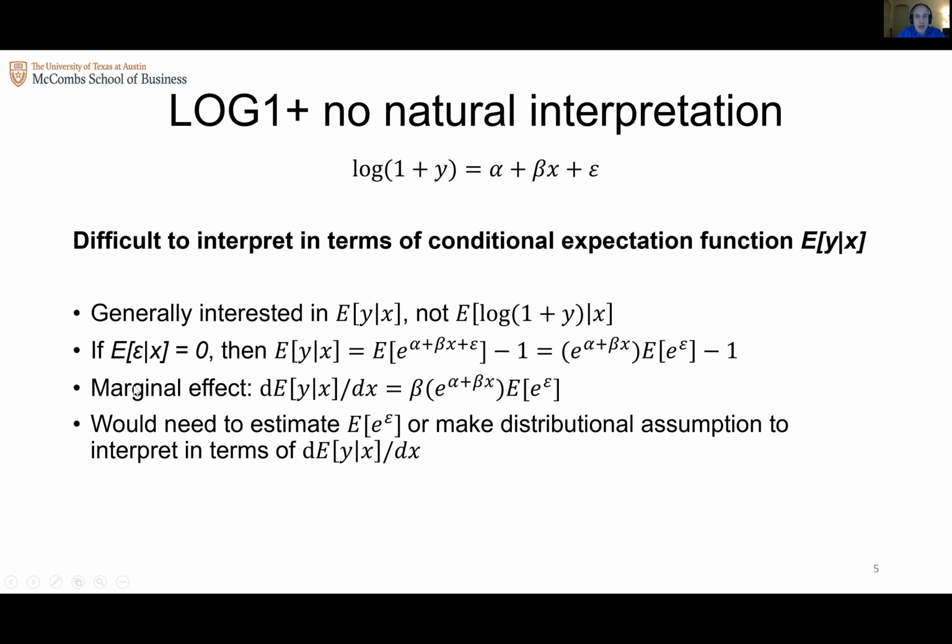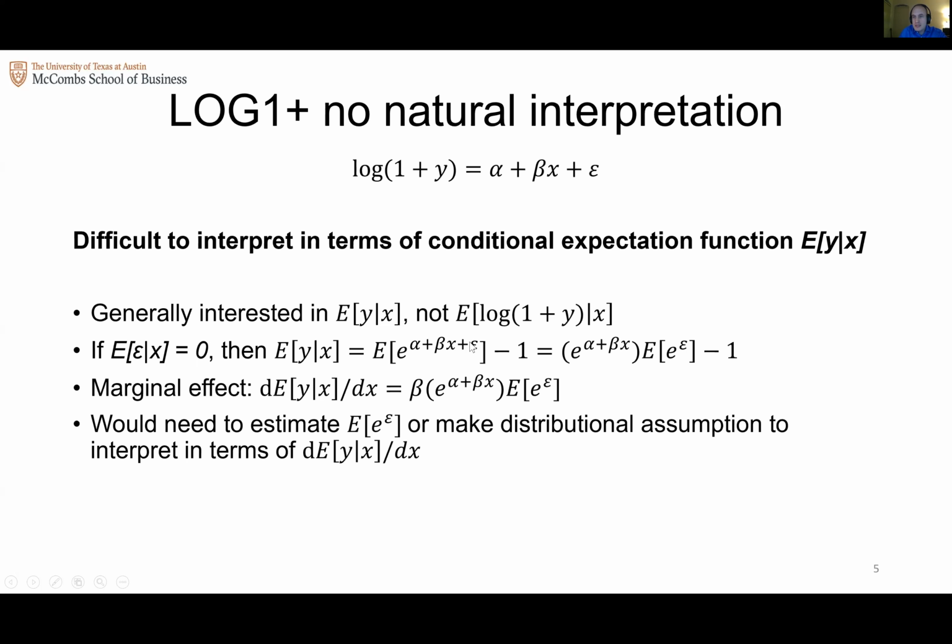So the epsilons are not correlated with the x's. Then if we're using this log of 1 + y model, you can just exponentiate both sides, subtract 1, and take an expectation. And what you'll get is that the expected value of y with respect to x that's implied by the model is something like the expected value of the exponential of alpha plus beta x plus epsilon collectively, minus 1.